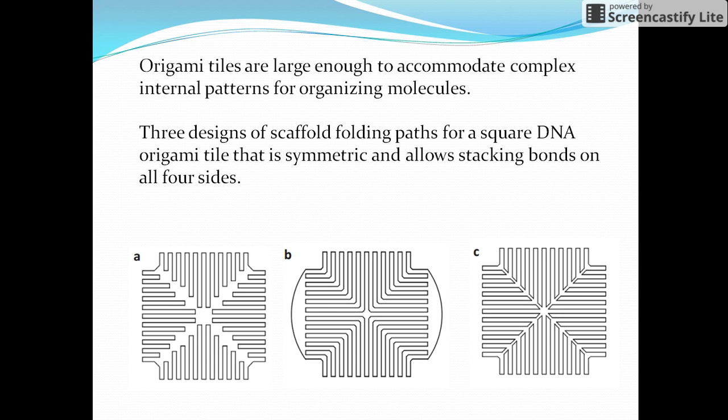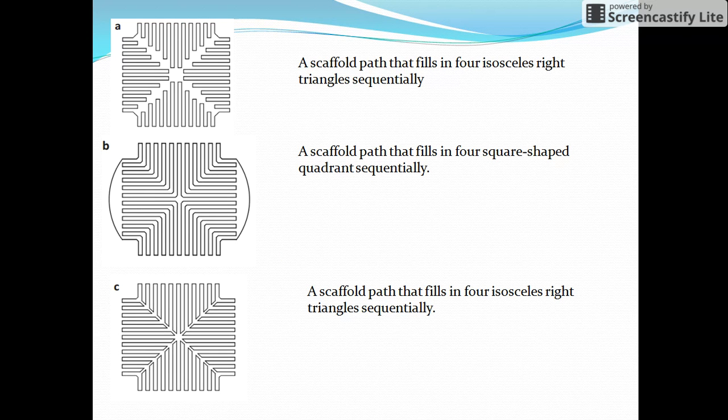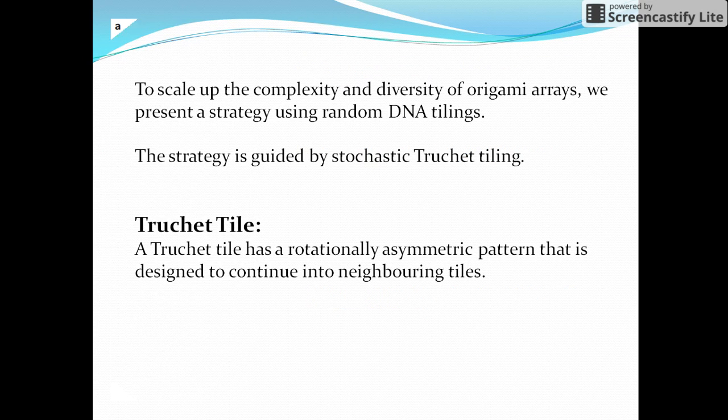Origami tiles are large enough to accommodate complex internal patterns for organizing molecules. There are three designs of scaffold folding paths for square DNA origami tiles that are symmetric and allow stacking bonds on all four sides. The first shows a scaffold path that fills in four isosceles right triangles sequentially. The second picks a scaffold path that fills in four square-shaped quadrants sequentially. The third picks a scaffold path that fills in four isosceles right triangles sequentially.